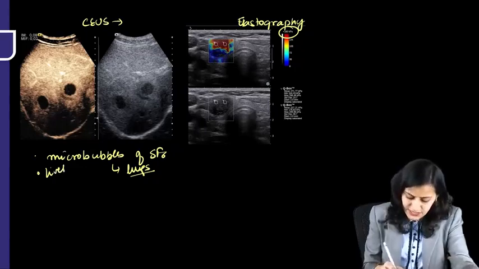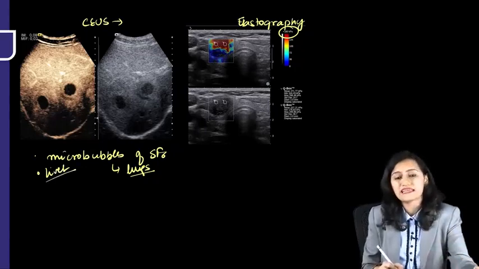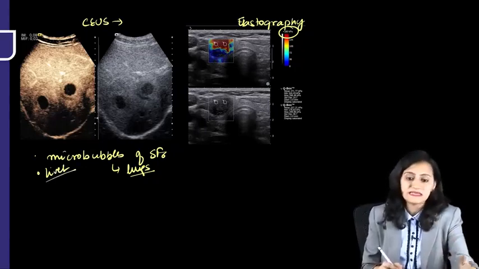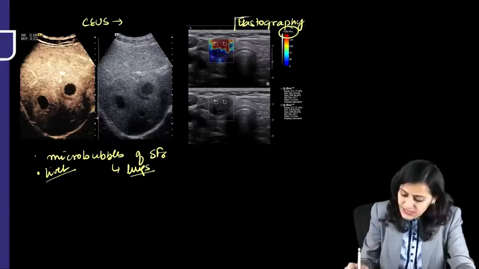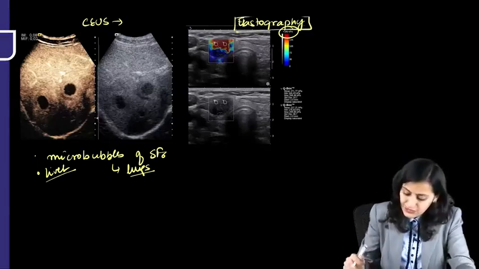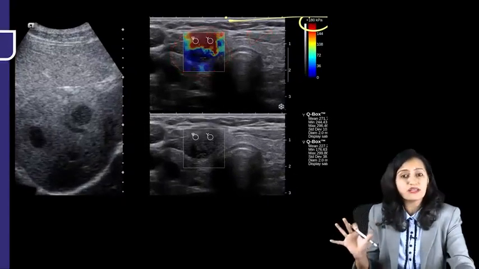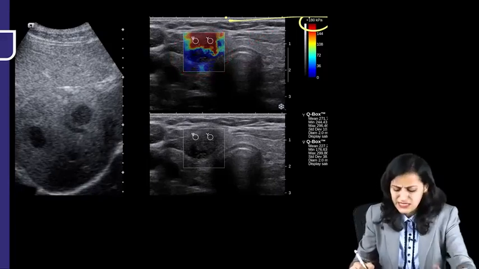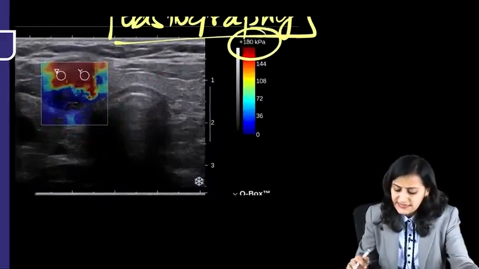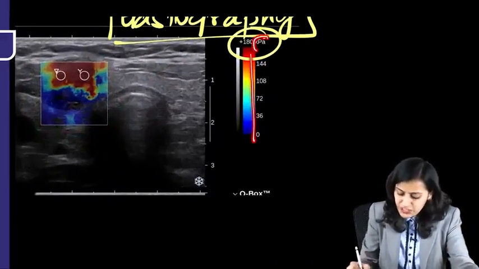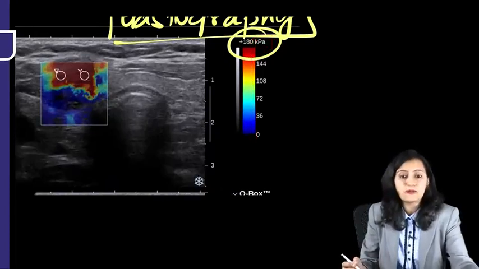Contrast enhanced ultrasound is commonly used in liver lesion characterization, and now it has many other applications as well. Next, what is this ultrasound here? This is elastography. So when you see in the ultrasound this colorful image, not just the orange color, but you see the red, green, blue color, and on the side you see a scale which is mentioning kPa, that is kilopascals.